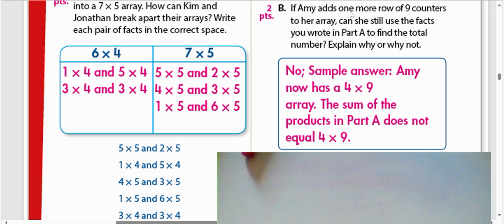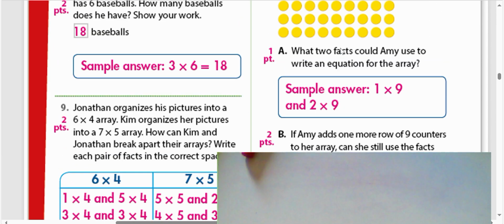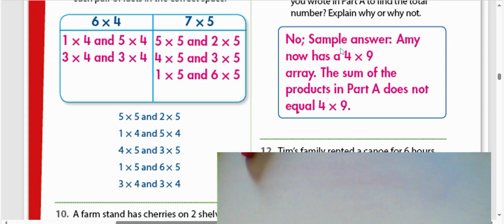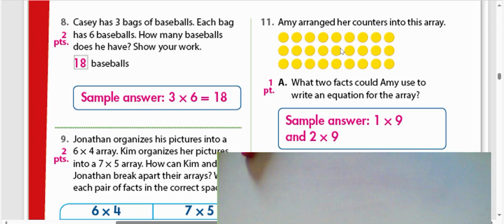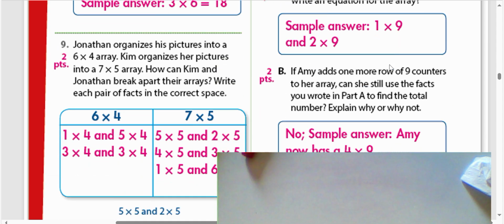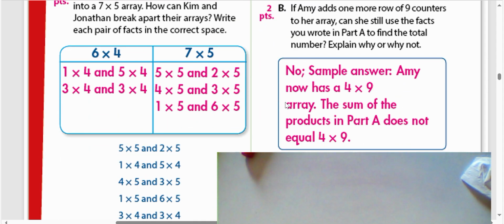What we have here: can she add 1 more row of 9 counters? No, because 3 plus 1 equals 4, so it's a different answer. If we add 1 row here, the result from part A will be wrong. We can divide into 2 times 9 and 2 times 9 also, since the result will be 4 times 9, not 3 times 9. Understood? If we add a new row here, the result will be 4 rows times 9. 4 times 9 equals 2 times 9 plus 2 times 9, so it's not exactly the result.